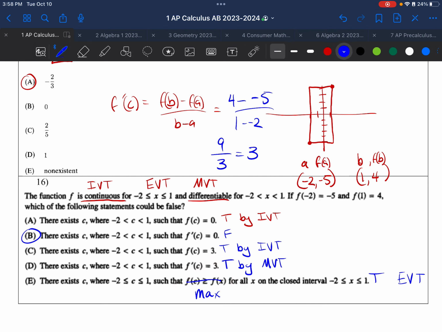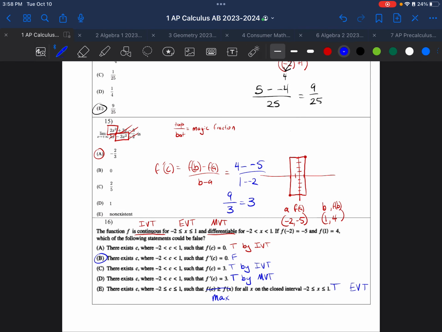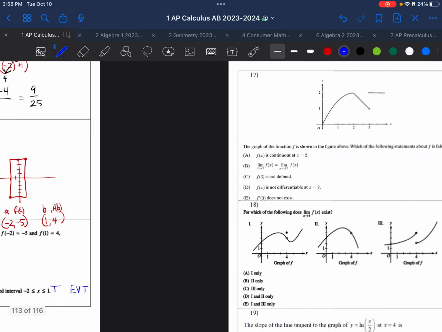You have a max, which is therefore true. All right. So the correct answer is B. I over-explained number 16, but I wanted to make sure that you understand. Let's move on to number 17.